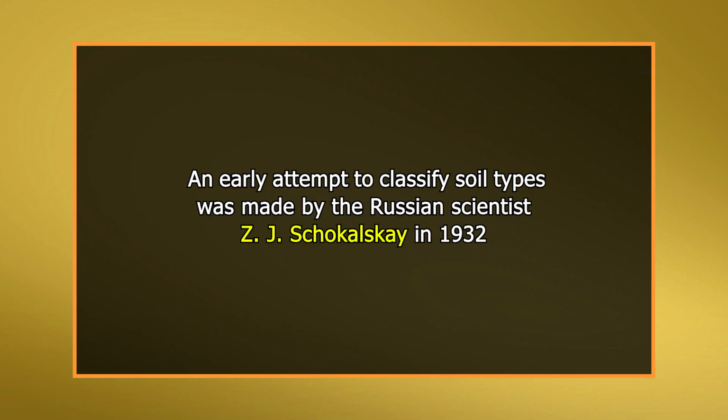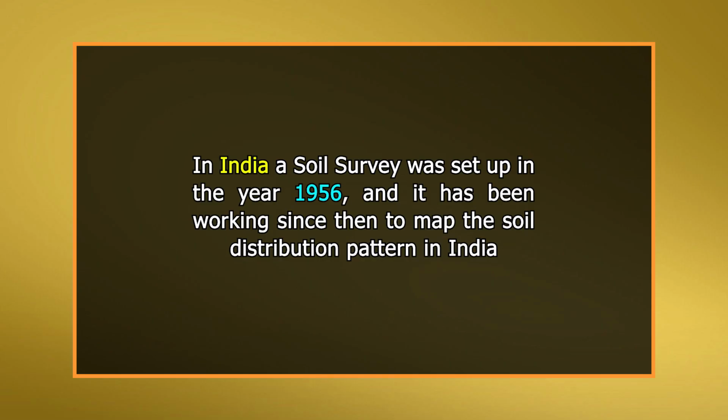An early attempt to classify soil types was made by the Russian scientist Z.J. Shokalsky in 1932. This was essentially an attempt at synthesizing the existing knowledge, and its value lay in the fact that it prepared ground for systematic soil study. In India, a soil survey was set up in the year 1956, and it has been working since then to map the soil distribution pattern in India.